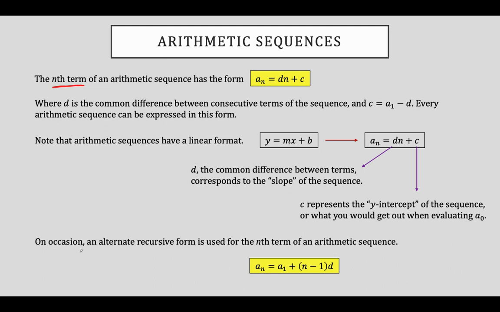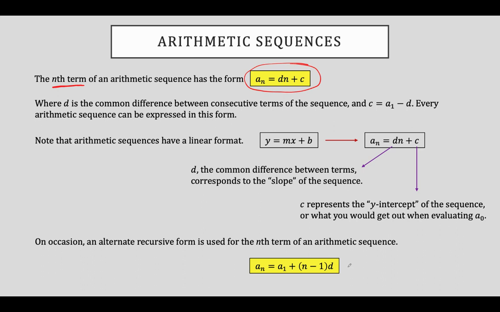Now, on occasion, an alternative recursive form is used for the nth term of an arithmetic sequence. Another format that you might see is a subscript n is equal to a1 plus n minus 1 times d. That being said, more often than not, we're going to end up using this linear format to begin with here.